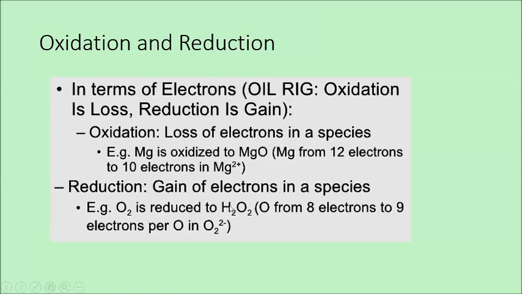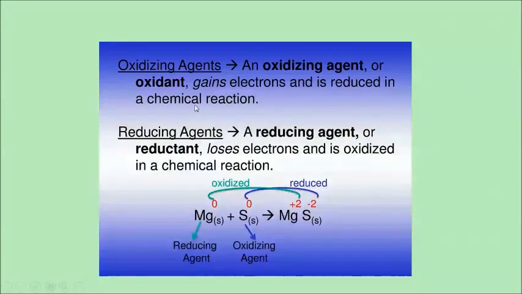We know that oxygen has how many electrons? 8 electrons. And it changes to 9 electrons per oxygen in O2 2-. That means the gain of an electron, from 8 to 9. So it is said to be the reduction. If we describe the oxidizing and reducing agents in terms of electrons, how can we explain it?